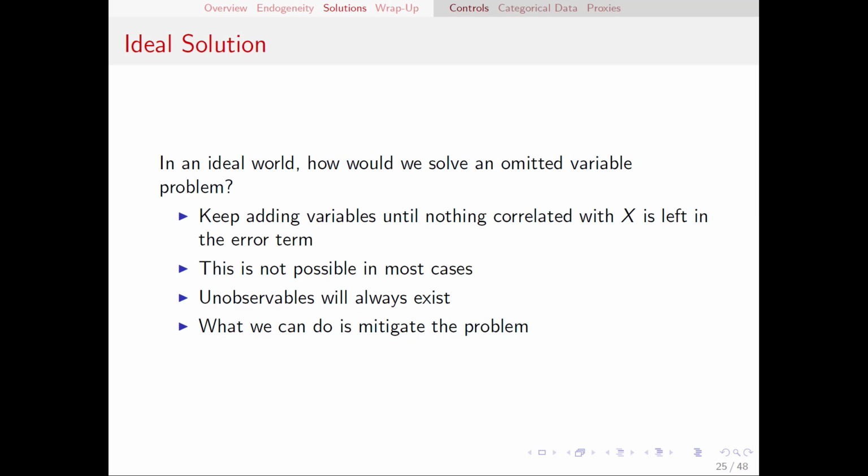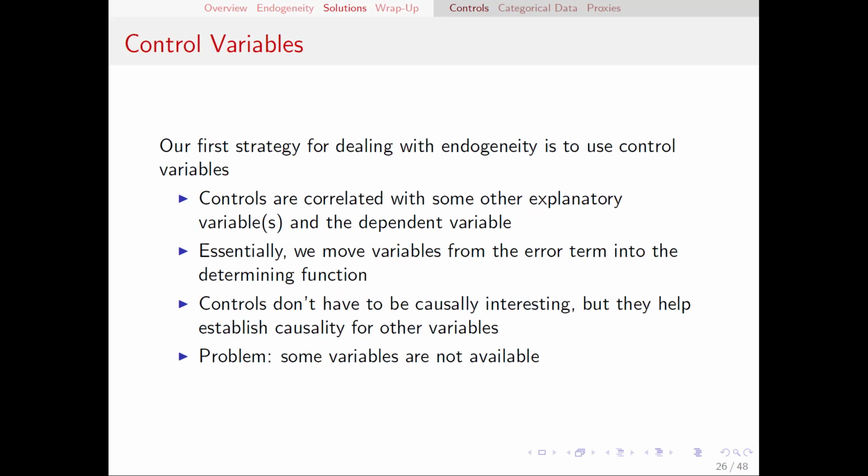But bear in mind that when we talk about addressing the omitted variable problem, a lot of times the best we can do is mitigate the problem, not necessarily completely eradicate it. As I mentioned, the most basic strategy for dealing with the omitted variable problem is to make the variables no longer omitted, to put them into the regression itself. And this is the strategy of control variables.